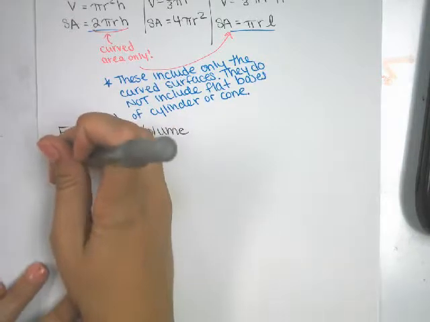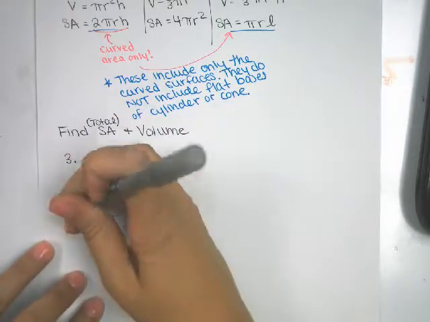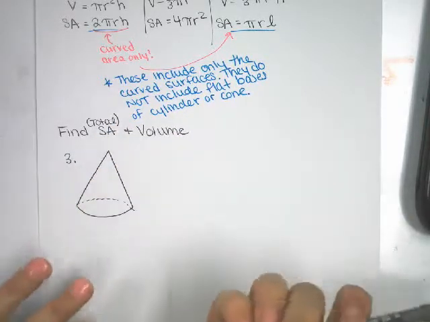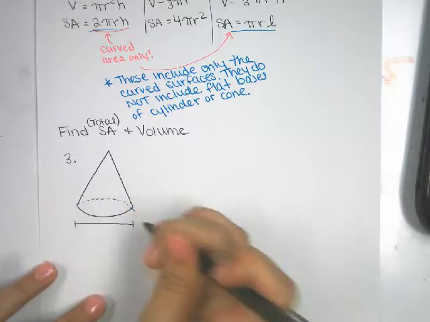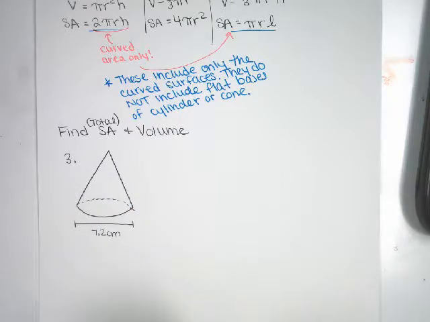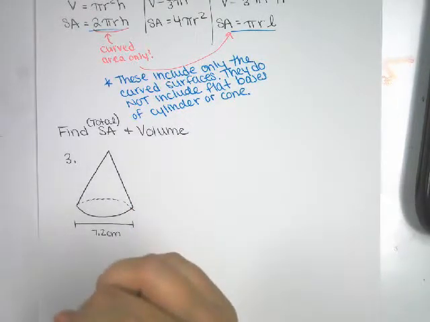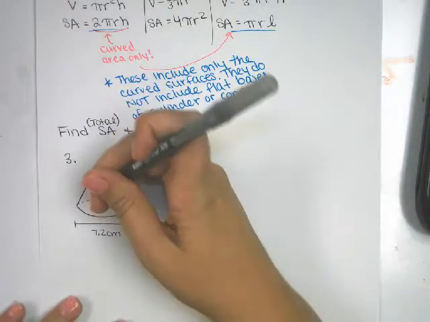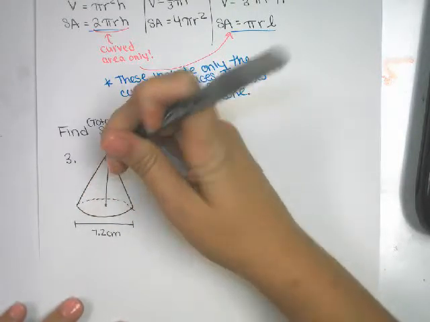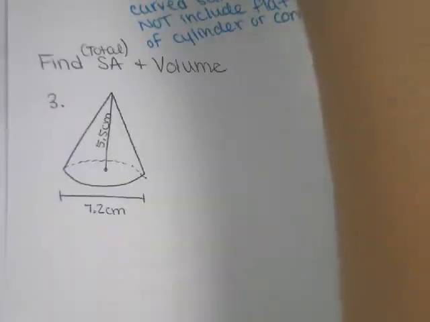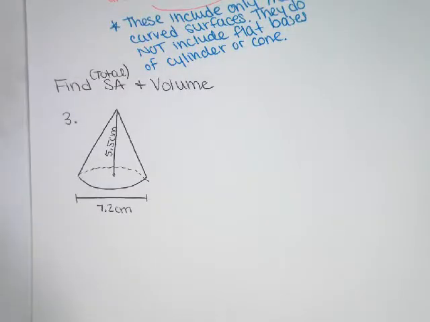So here we go. Question 3. We're going to make a cone. Okay, I'm going to give you some information. 7.2 centimeters there, and I drew all over this. What's the other piece I wanted to give you? This. 5.5 centimeters for that height. All right, we can start wherever we want, surface area or volume. I'll just start with surface area.